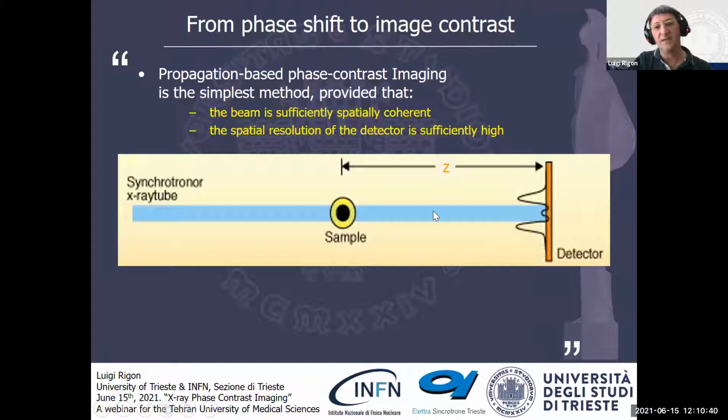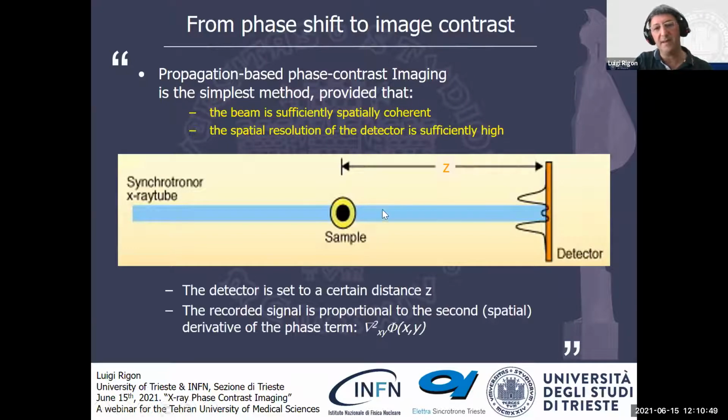Over this distance, the phase shift introduced by the sample will propagate, and eventually you will collect on the detector a signal that is proportional to the second spatial derivative of the phase shift. So basically the Laplacian, with respect to the object plane coordinates, of the phase shift.